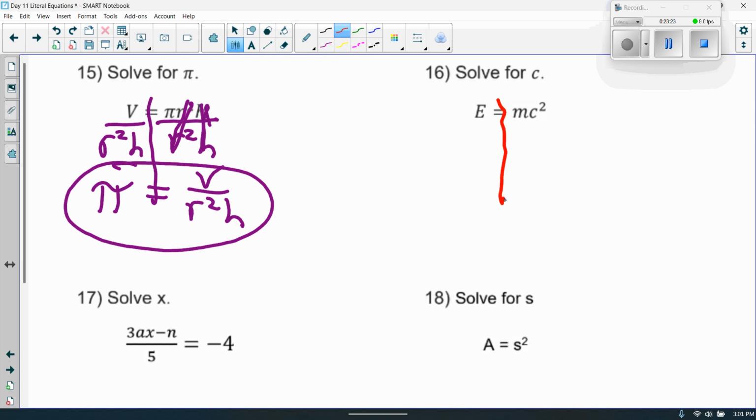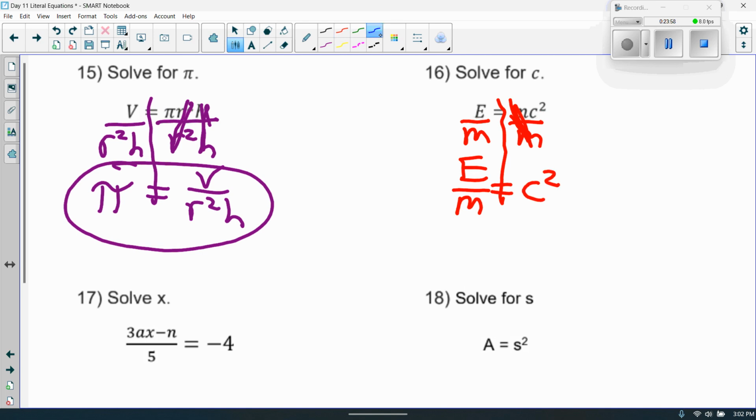Okay, so we want the c. That means we're going to need to get rid of the m and the squared. Since the squared is very much attached to that c, we're going to deal with the squared last. Let's deal with the m first. Since we're multiplying by m, let's divide by m. Goodbye m. I don't know why I switched sides. I probably should stick with the same side for now. E divided by m is equal to c squared.